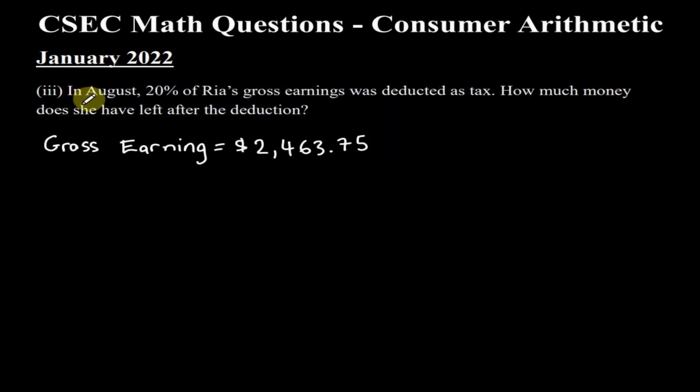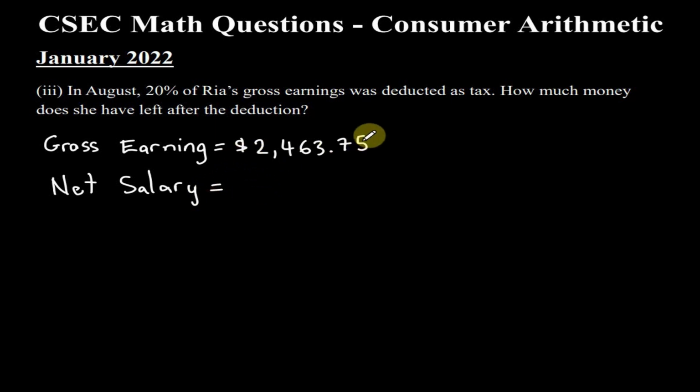Now looking at part 3 of the same question: in August, 20% of Rhea's gross earning was deducted as tax. How much money does she have left after the deduction, right? So what we're trying to find here is what we refer to as her net salary. So this is after tax would have been taken, right?